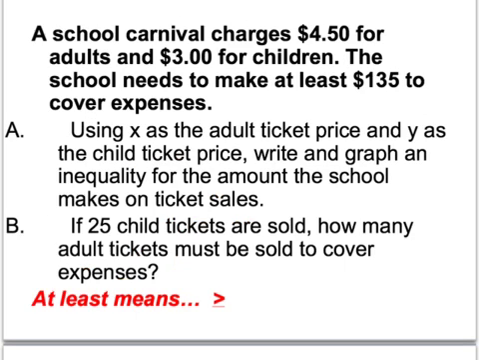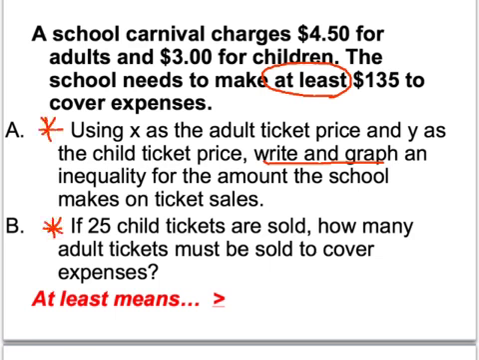A school carnival charges $4.50 for adults and $3 for children. The school needs to make at least $135 to cover expenses. Using x as the adult ticket price and y as the child ticket price, write and graph an inequality for the amount the school makes on tickets. If 25 child tickets are sold, how many adult tickets must be sold to cover the expenses? It's a two-part question. We need to write and graph an inequality and then solve a problem.